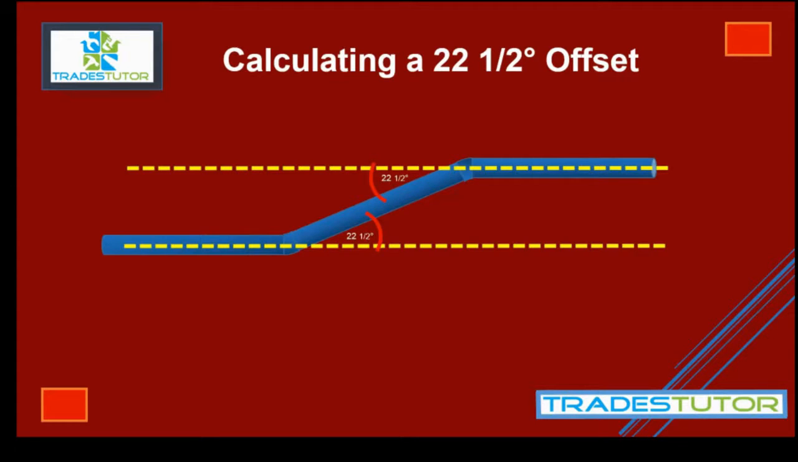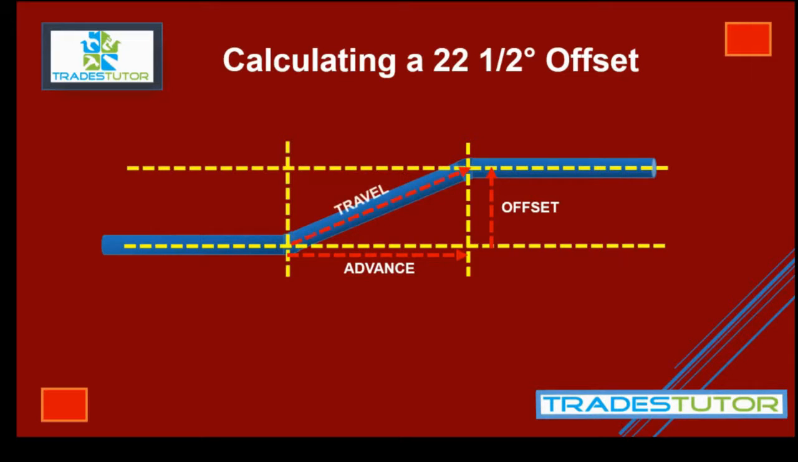All right. Now what we've got to do is define our parameters and the names of the sides of the parts. It just forms a triangle, just like the 45. That side from the bottom to the top, that's your offset. Now, if we draw two other lines from the beginning of the offset to the ending of the offset, we call that the advance. And the piece that we're going to cut, that's called the travel. Those are our three sides, our three parameters that we're going to work with.